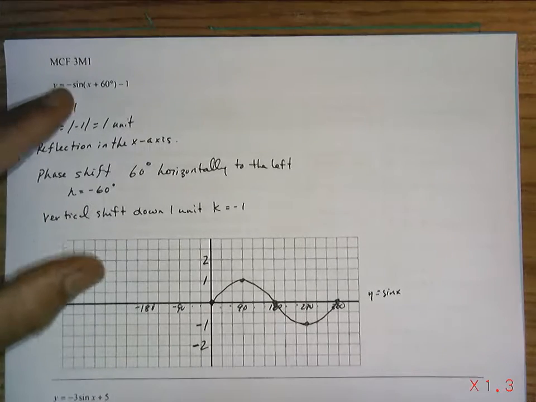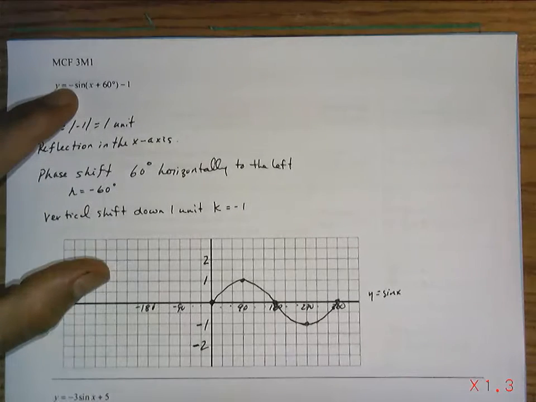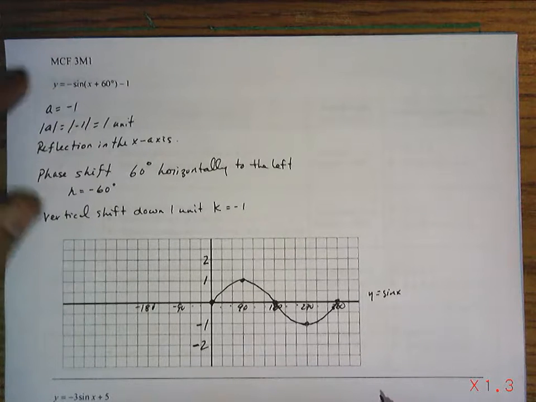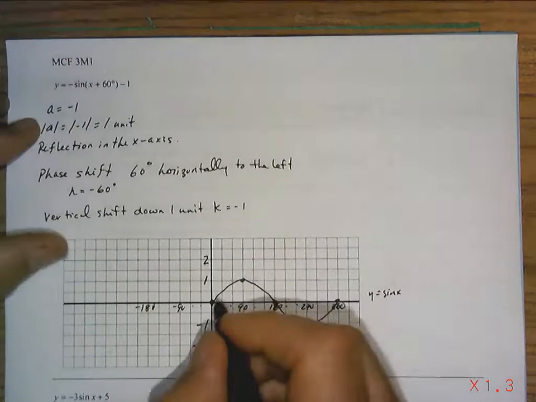That's not what they asked for. They asked for negative sine x plus 60 minus 1. So I can do this in 1 step, I can do this in 2 steps, I could do this in 3 steps. Let's do the reflection first.